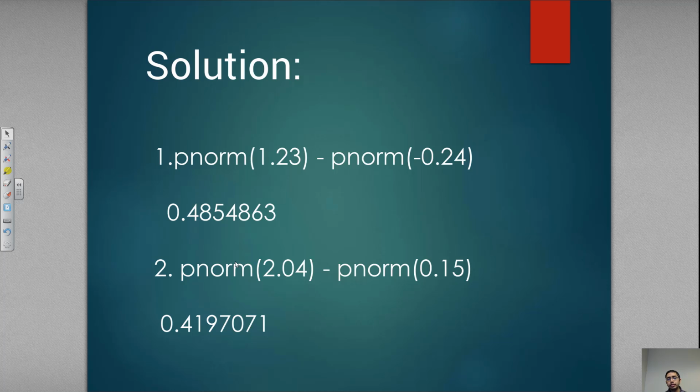So this is how we write the code in R for calculating the probabilities. But there is also another option: if there is a normal distribution table, from that table we can also calculate the probabilities in these kinds of situations. But now it's easier to do it in R.